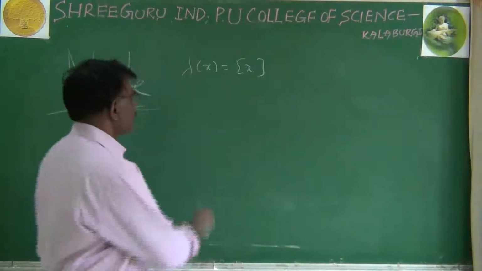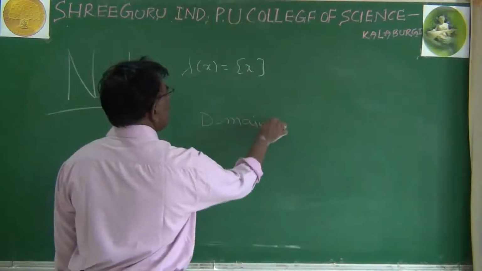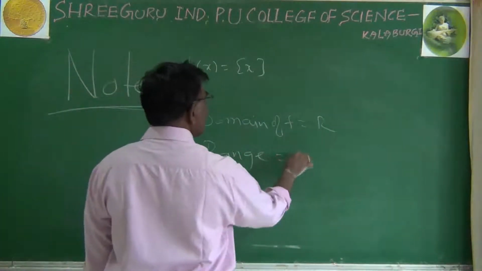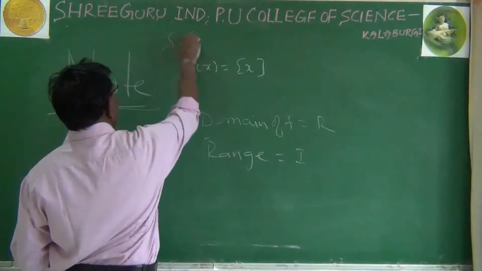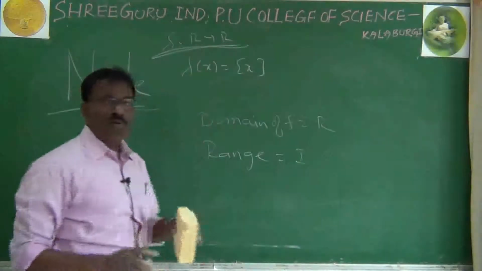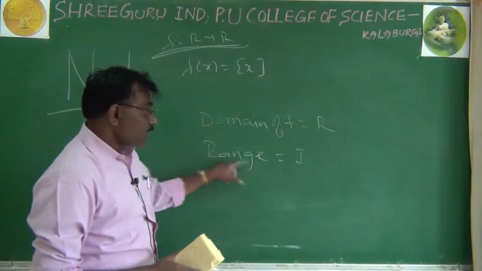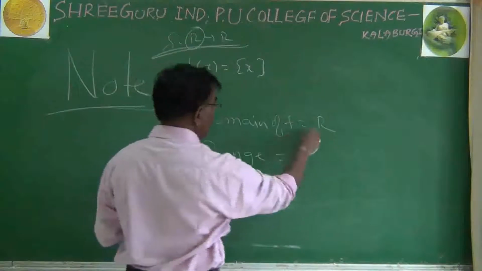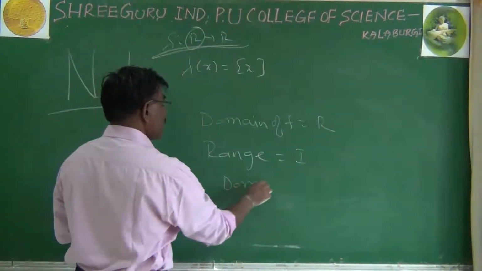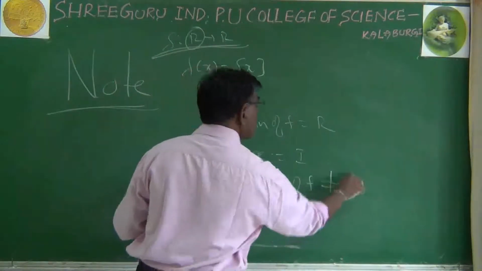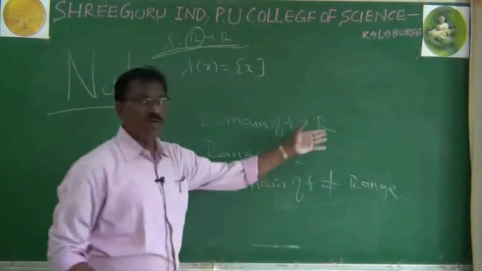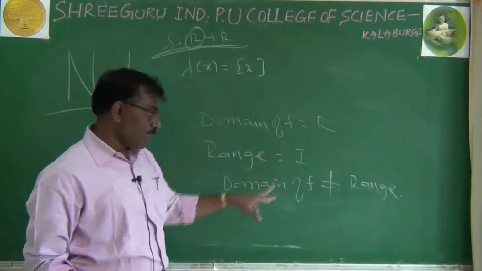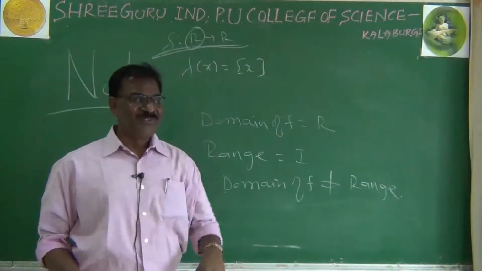Why you are telling? Because what is the domain? Domain of f is real numbers. What is the range? Suppose the mapping R to R I have given. This problem f from R to R. Anybody tell me what the range is equal to? Range equal to I. What is the domain? Domain is R. Domain of f is not equal to range, because here you get real numbers and here range is integers. But R is not equal to I. This function f is not onto.